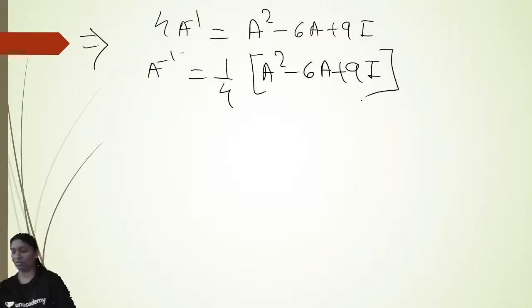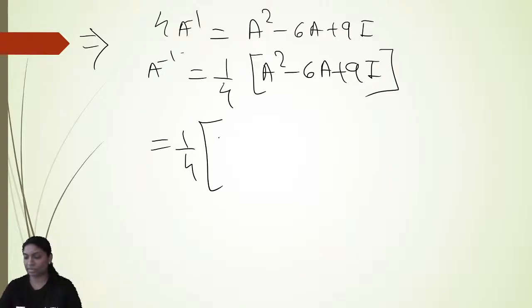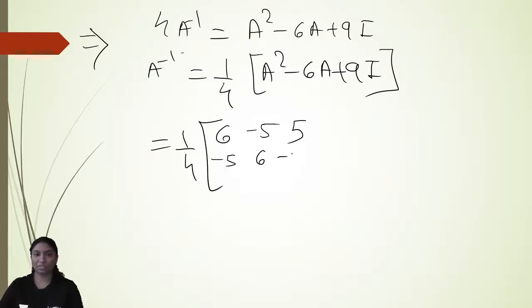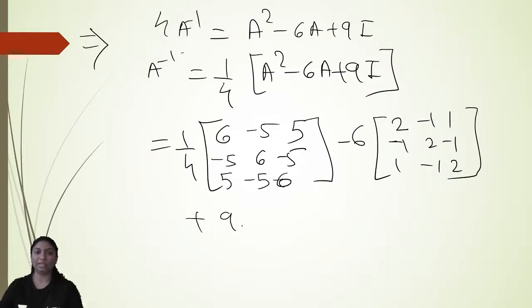So now let's put the values of A square and 6A and 9I. You will get 1 by 4 into bracket. Value of A square is 6 minus 5 5, minus 5 6 minus 5, 5 minus 5 6. Minus 6 into A, 2 minus 1 1, then minus 1 2 minus 1, then 1 minus 1 2. Plus 9 into identity matrix 1 0 0, 0 1 0, 0 0 1.